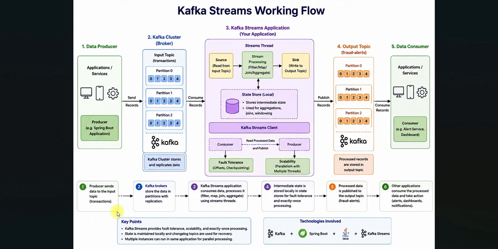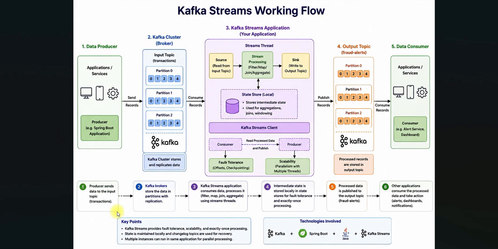So I am going to explain a real-time, simple project so you can understand it very well. In this, we use the technologies Kafka, Spring Boot, Java, plus Kafka Streams. Key points: Kafka Streams provides fault tolerance, scalability, and exactly-once processing. State is maintained locally and changelog topics are used for recovery. Multiple instances can run in the same application for parallel processing.